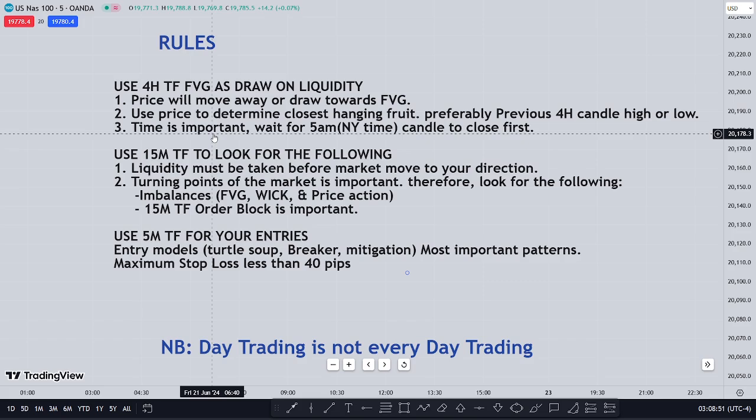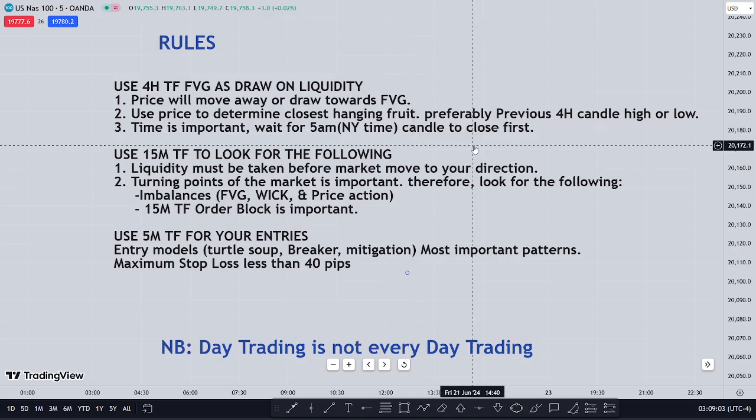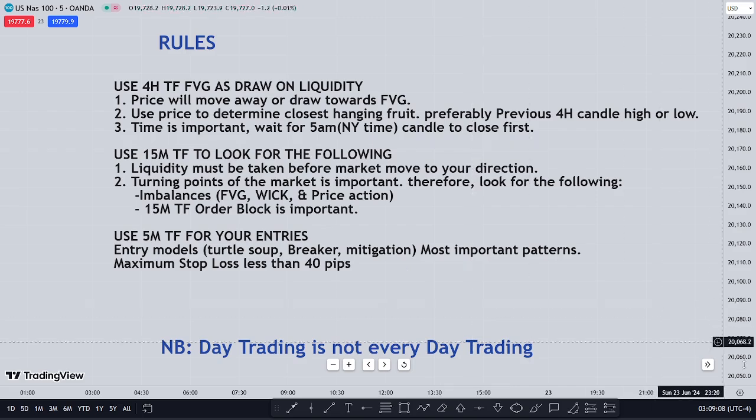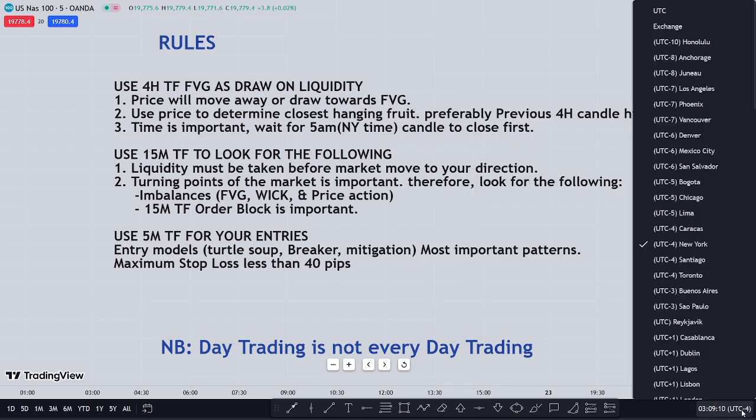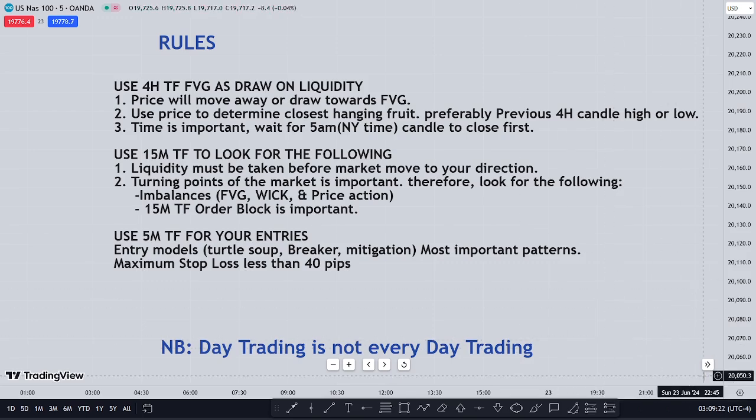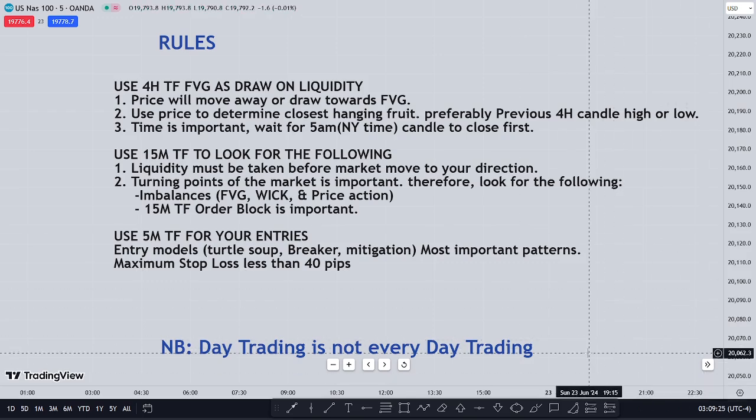Then the time is very important, guys. You need to wait for the 5 a.m. candle to close, and not 5 a.m. to your time. We are going to use New York time on this one, and you wait for that candle to close first so that you can establish where your direction is. If you don't know how to set your time zone, you come into this corner right here. Then you look for New York time, which is UTC-4. You toggle your time into that so that you don't get misled when it comes to time.